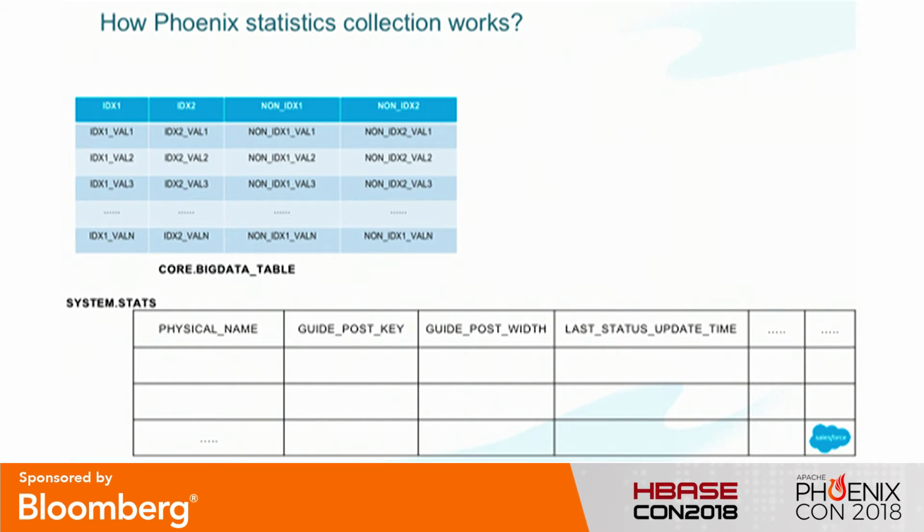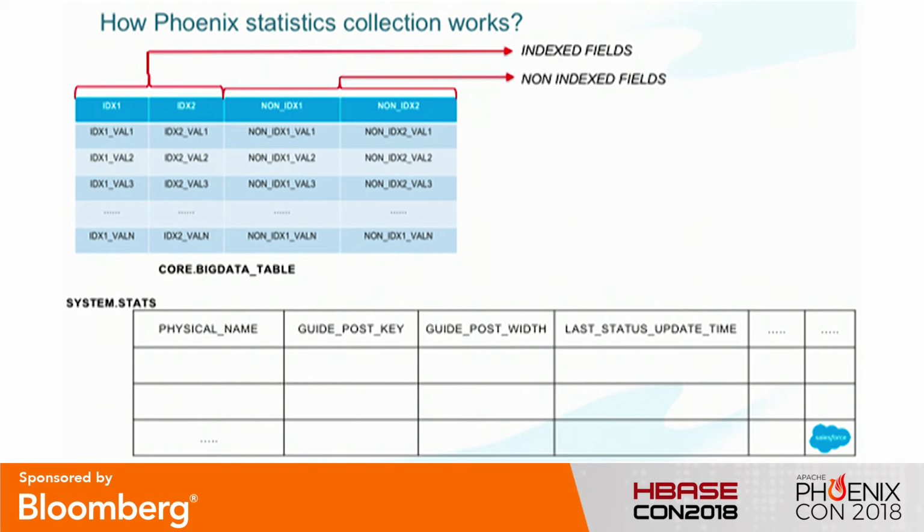So how does Phoenix stats collection work? Phoenix stats collection is independent for each region. That is, each region collects the stats independently. Now it's a two-step process. In step one, it goes through all the keys for a given HBase table in a given region. So let's say for our example, we have this given table, and these are our indexed fields and these are non-indexed fields. So as step one, it goes through all the key range scan for a given HBase table and collects the keys which are equidistant from each other based on the guidepost width parameter.